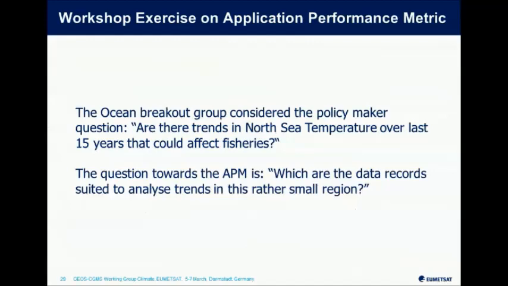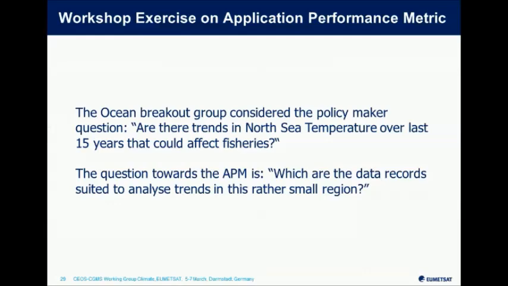To explain this concept, I thought that I will go through one example. During the workshop in Darmstadt, we went through this exercise in the ocean breakout work group, where I and David were participating. So we formulated a hypothetical question that the policymakers are asking: are there trends in North Sea temperature over the last 15 years that could affect fisheries?